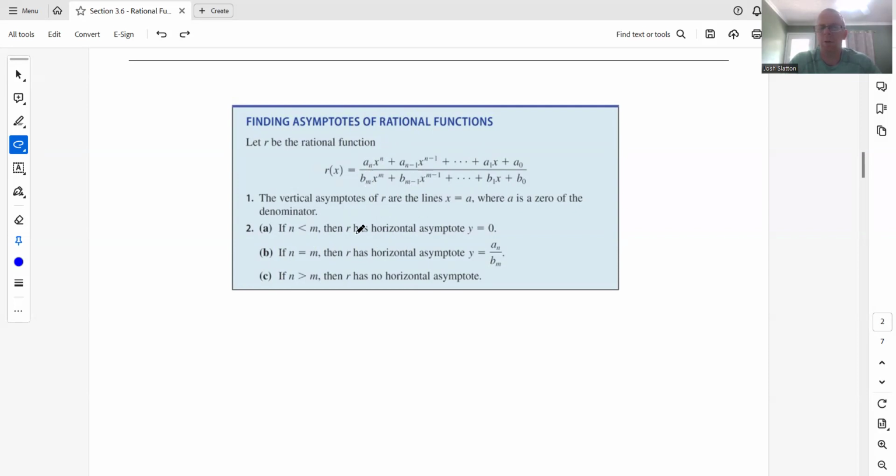So the horizontals are very easy, as long as you remember these three rules, and they're not too hard. And the more you do, the more it kind of makes sense what's going on.